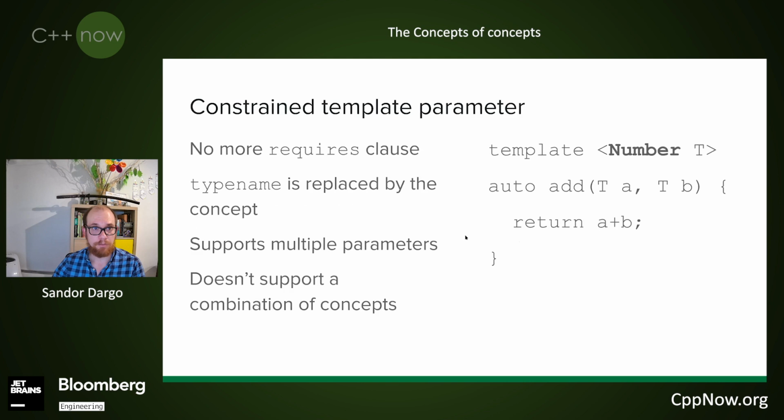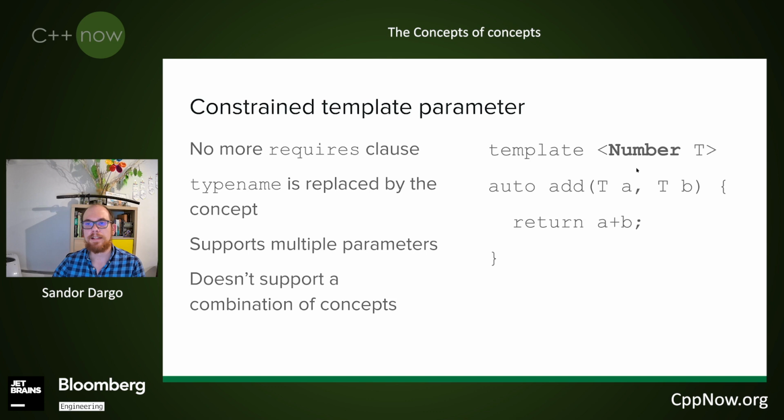And then we have the third one, the constraint template parameter. So you see, this is more terse. We have no more requires clause. Not after the template parameter list, not after the normal function parameter list. Instead, you don't even have a type name. It's replaced by the name of the concept.